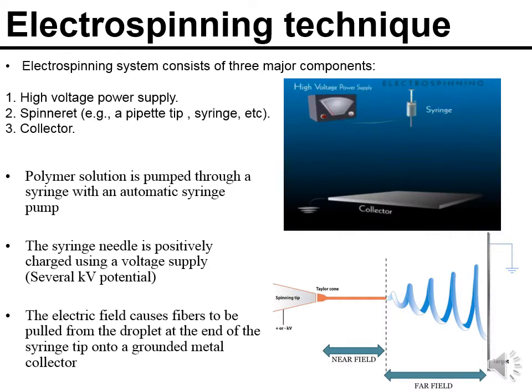The electrospinning system consists of three major components: the high voltage power supply, the spinneret, and the collector. The polymer solution is pumped through the syringe with an automatic syringe pump. The syringe is positively charged using a high voltage supply, reaching several kilovolts of potential. The applied electric field causes fiber to be pulled from the droplet at the end of the needle toward a grounded collector.